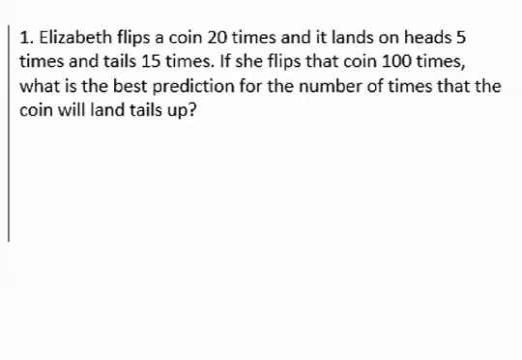So when it says the best prediction or what is expected, you know that you're going to be setting up a proportion. Alright, so let's look at number 1. Elizabeth flips a coin 20 times and it lands on heads 5 times and tails 15 times. So when they tell us how many times it's heads 5 times and tails 15 times, we think to ourselves, okay, that's experimental. They're telling us what happened, like the results. Okay? If she flips that coin 100 times, what is the best prediction for the number of times that the coin will land tails up?